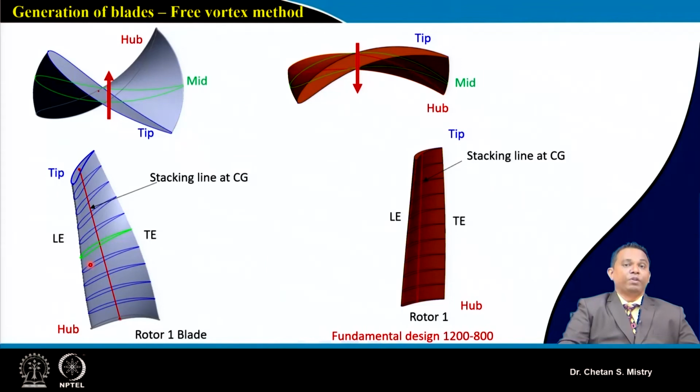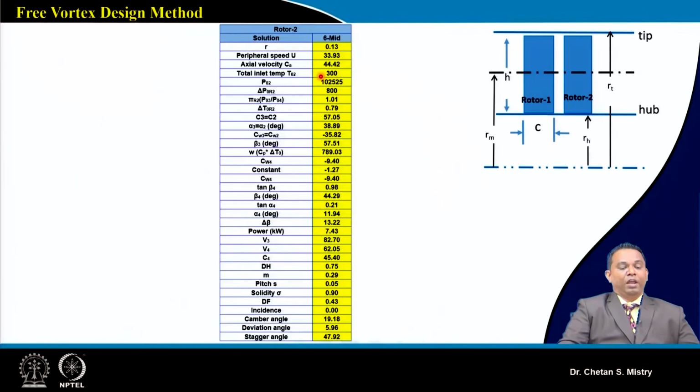Okay, so if we look here, this represents my free vortex design concept. We can see we have a highly twisted blade coming for rotor 1. And if we compare, this is our fundamental design method for the 1200 Pascal and 800 Pascal distribution, where my blade twist is coming out lower.